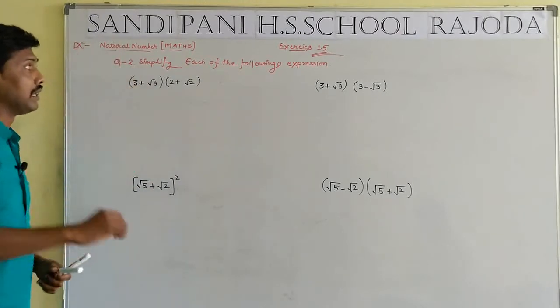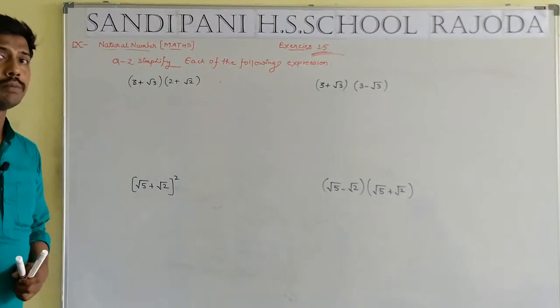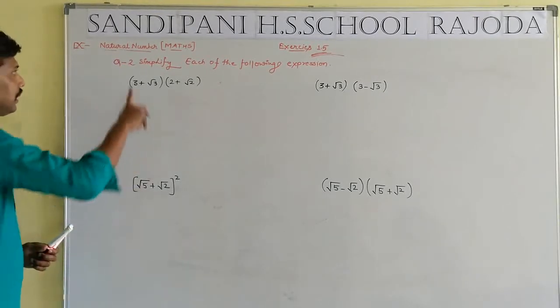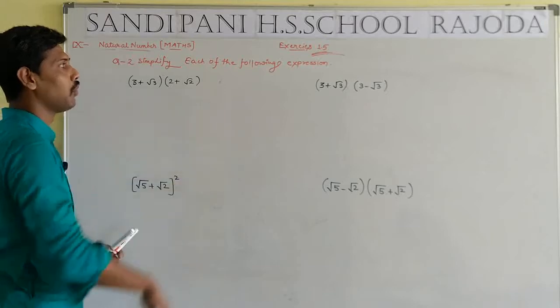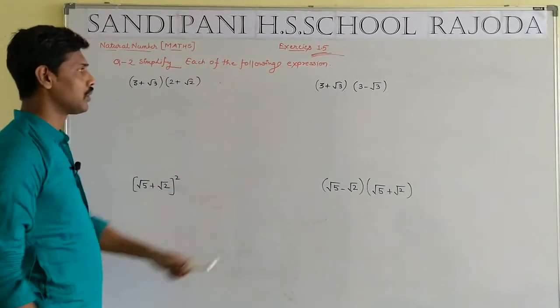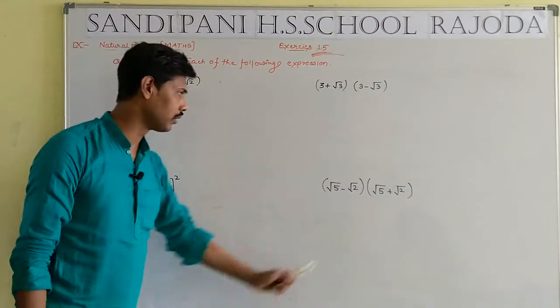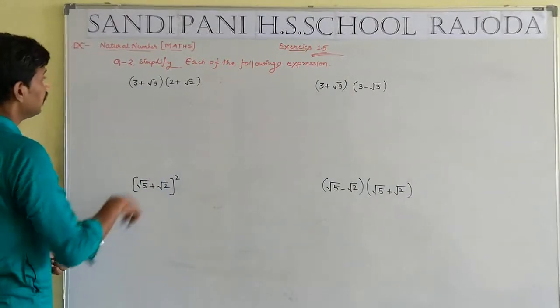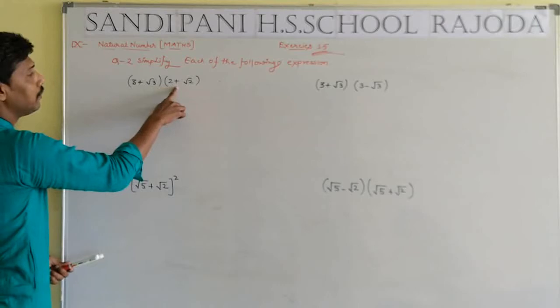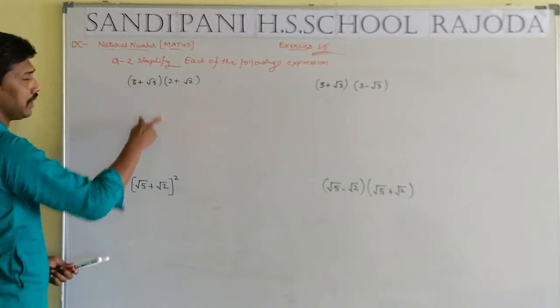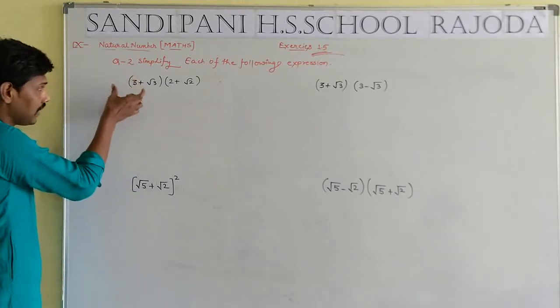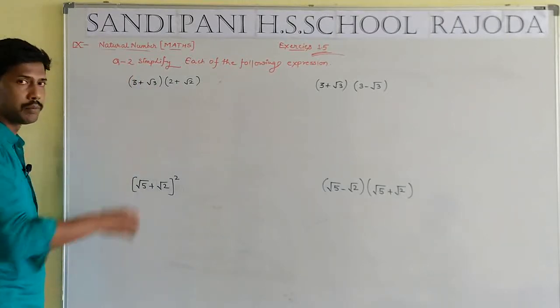Question number 2, simplification. What is the meaning of simplification? That means solve till the last. Simplify each of the following expressions, question numbers first, second, third and fourth. Students, just watch question number first: (3 plus root 3) multiplied by (2 plus root 2). Here how many brackets are there? 2 brackets. First bracket multiplied by second bracket.